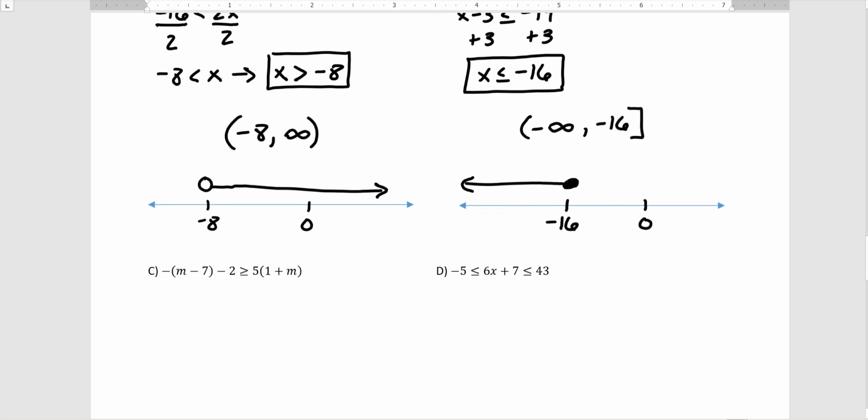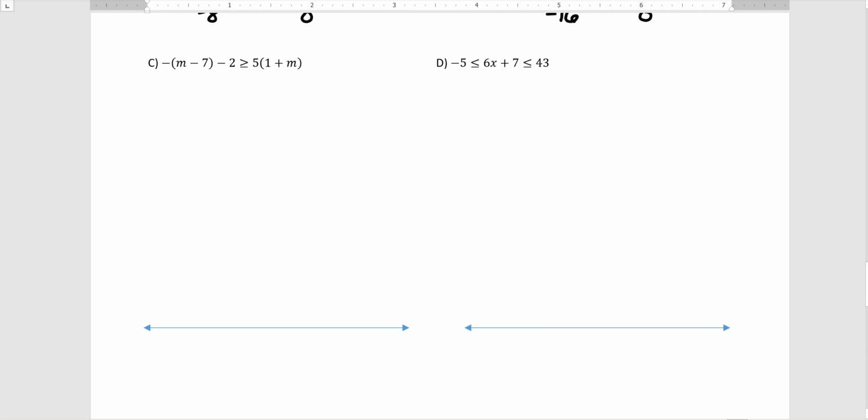All right, let's check out letter C now. The negative quantity of m minus 7 minus 2 is greater than or equal to 5 times the quantity 1 plus m. All right, so let's distribute this negative first. So I'm going to have negative m plus 7 once I distribute that negative to both m and negative 7. And then minus 2 greater than or equal to 5 times 1 plus m.